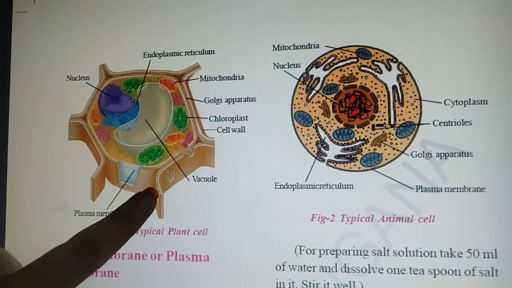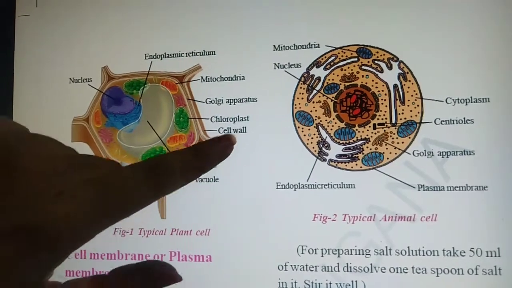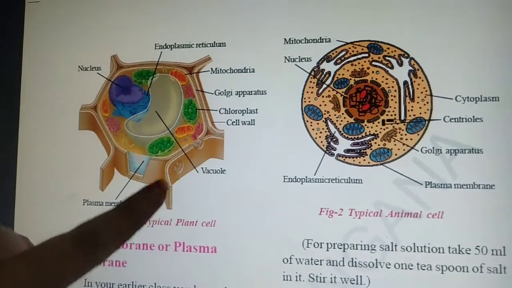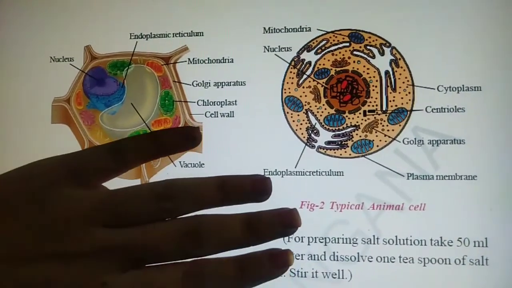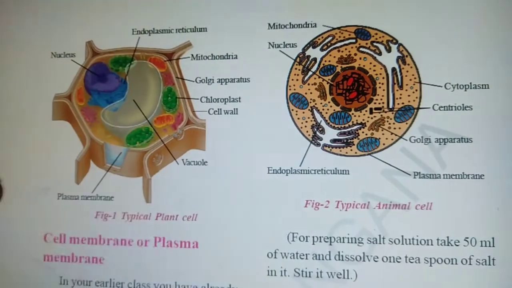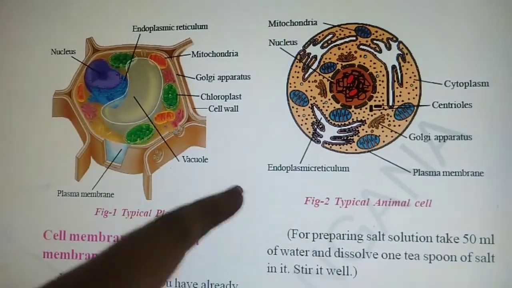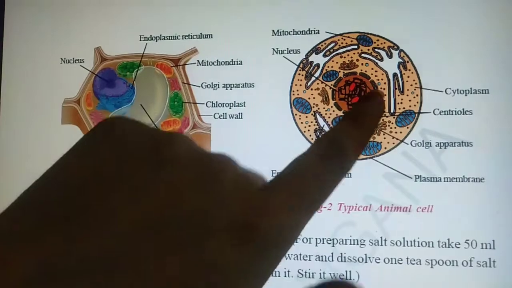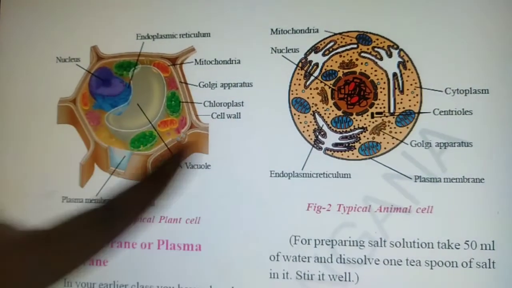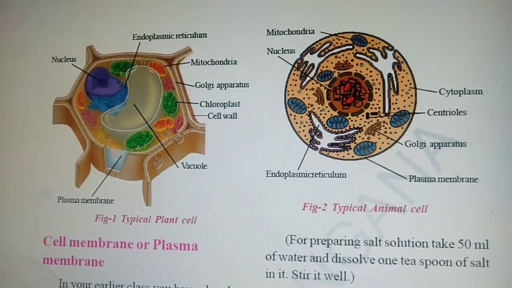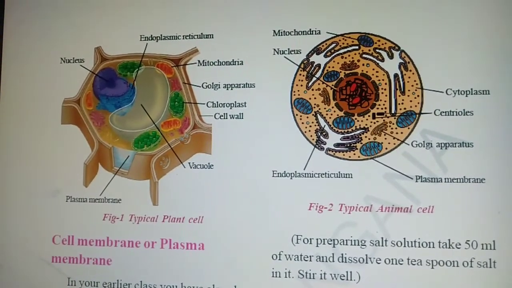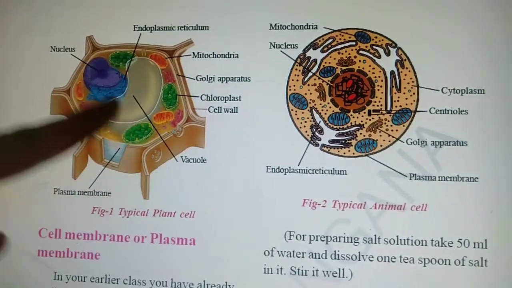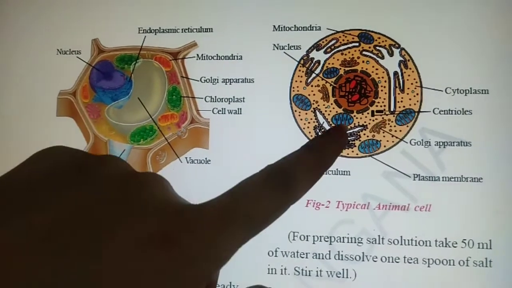Here the basic difference is the cell wall. Cell wall is the outer layer that is present in plant cell but not in animal cell. Cell membrane is present in both animal and plant cell. If you see, plasma membrane is present in both, nucleus is present in both, and cytoplasm is present in both the cells, and some cell organelles are present in plant cell but not in animal cell. For example, vacuole is present only in plant cell but not in animal cell.